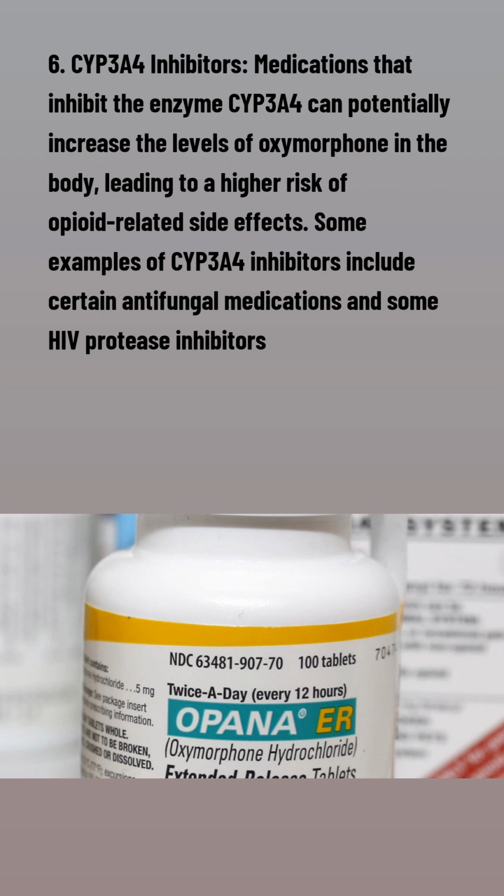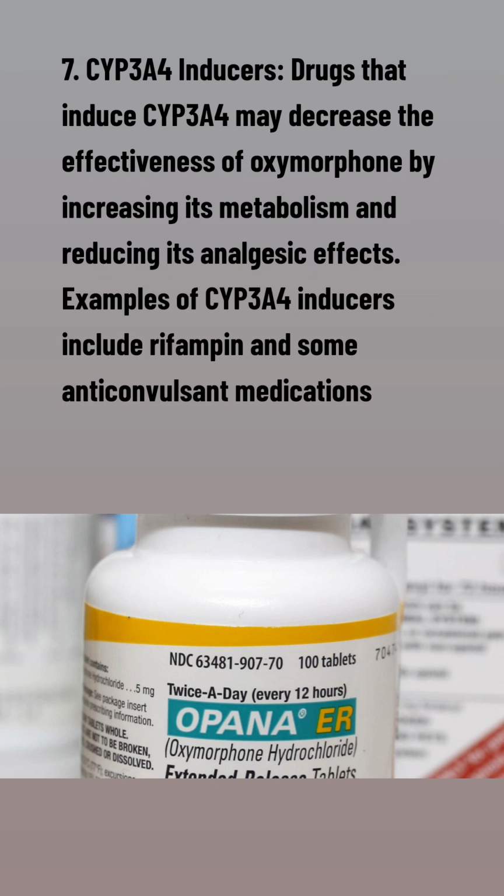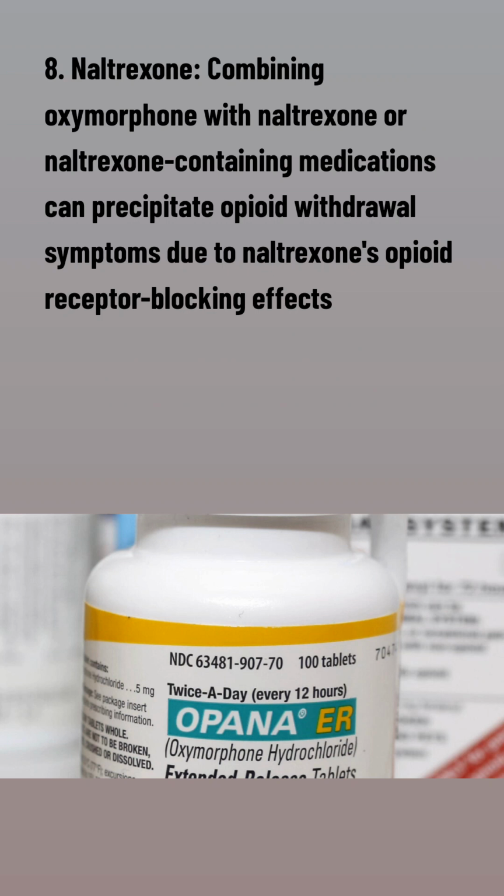Some examples of CYP3A4 inhibitors include certain antifungal medications and some HIV protease inhibitors. 7. CYP3A4 inducers. Drugs that induce CYP3A4 may decrease the effectiveness of oxymorphone by increasing its metabolism and reducing its analgesic effects. Examples of CYP3A4 inducers include rifampin and some anticonvulsant medications. 8. Naltrexone. Combining oxymorphone with naltrexone or naltrexone-containing medications can precipitate opioid withdrawal symptoms due to naltrexone's opioid receptor blocking effects.